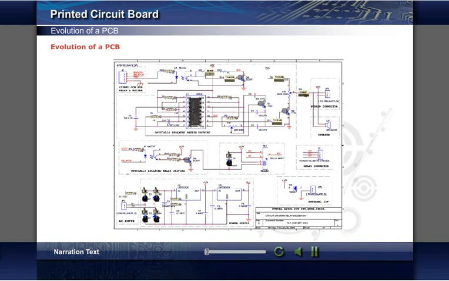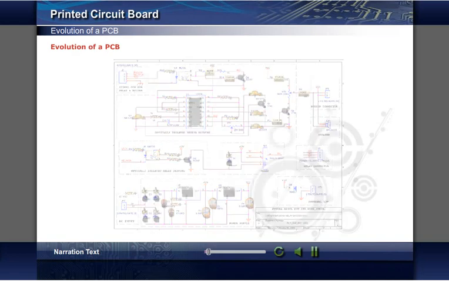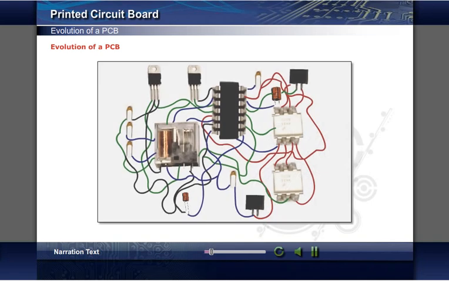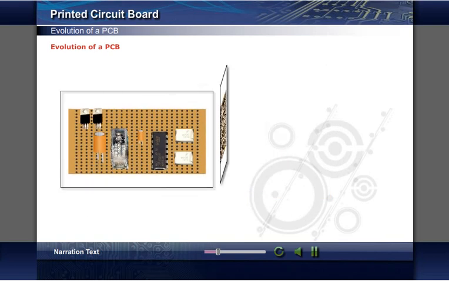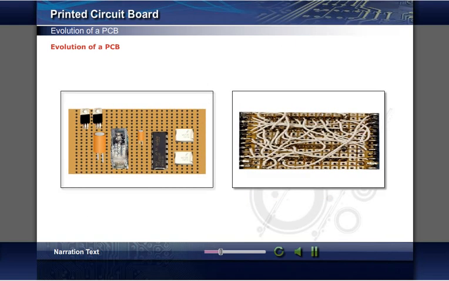Electronic circuits can be assembled in different ways. Components can simply be connected to each other using wires. Looks messy and untidy, doesn't it? Moreover, this is a complicated and time-consuming process. How can we simplify things?